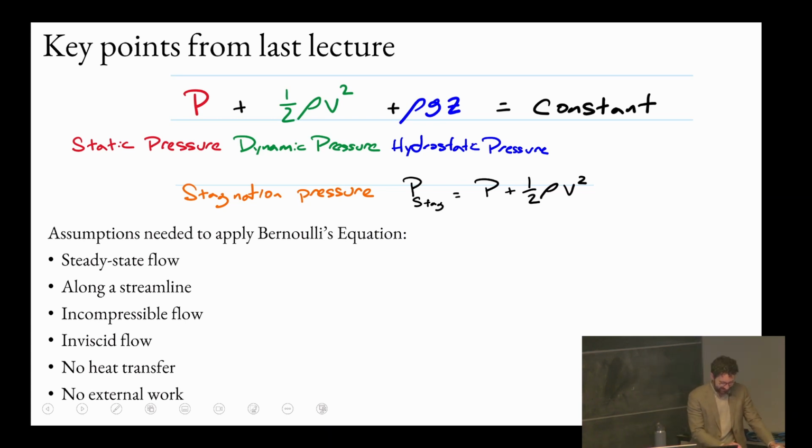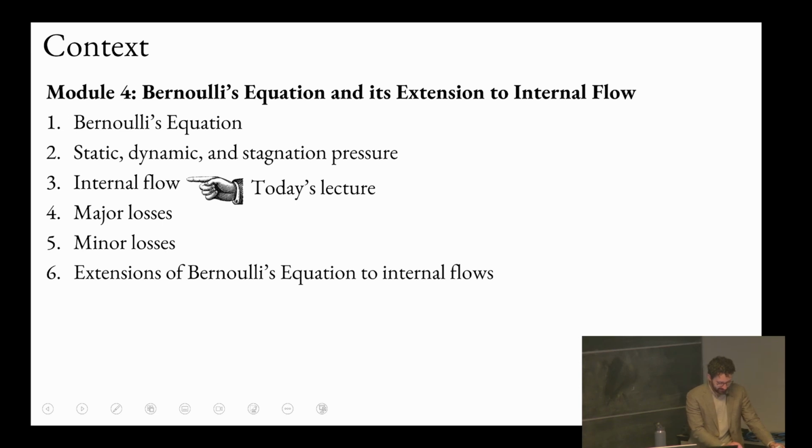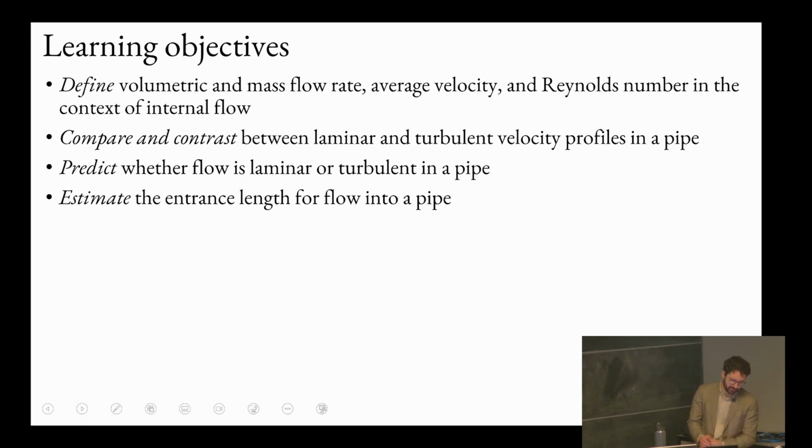So today we're going to talk about internal flow. We'll cover general properties of what internal flows are and some definitions, and then get into the two types of losses. Then we're going to add those losses into Bernoulli's equation at the end. We'll talk about volumetric and mass flow rates, average velocity in internal flow, and Reynolds number, all within the context of internal flow. We'll look at laminar and turbulent velocity profiles and laminar and turbulent pipe flows. We're going to be able to predict whether a flow is laminar or turbulent in a pipe. We're also going to talk about entrance length and entrance regions for flow in a pipe.